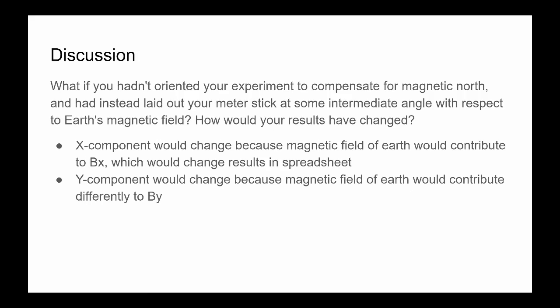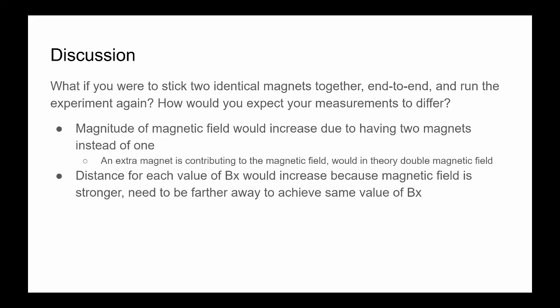So overall, what if you hadn't oriented your experiment to compensate for magnetic north? The x component would change because the magnetic field of Earth would contribute to Bx, which would change results in the spreadsheet, and the y component would change because the magnetic field of Earth would contribute differently to By. And if we stuck two identical magnets together, what would happen? The magnitude of the magnetic field would increase due to having two magnets instead of one, and the distance for each value of Bx would increase because the magnetic field is stronger.